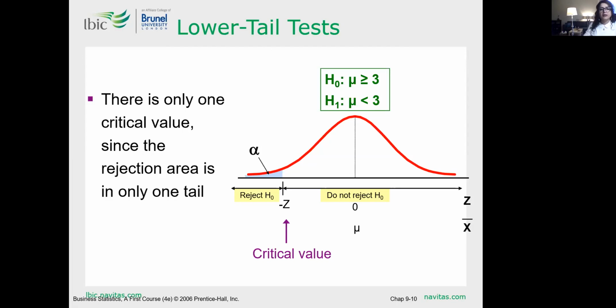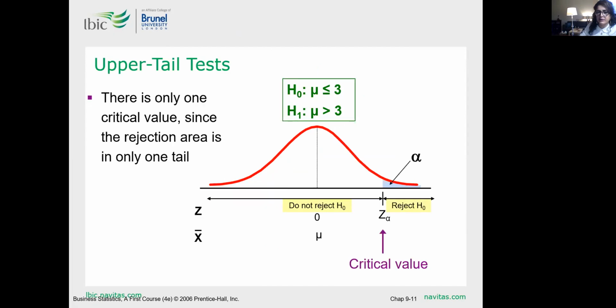Here you can see that we are just using the graph to visualize. As I said, this is the left-hand side, which is less than 3. So we call this a lower tail or one-tail test. Let's look at the next one. Here you see that it is greater, which is on the right-hand side of the normal curve.